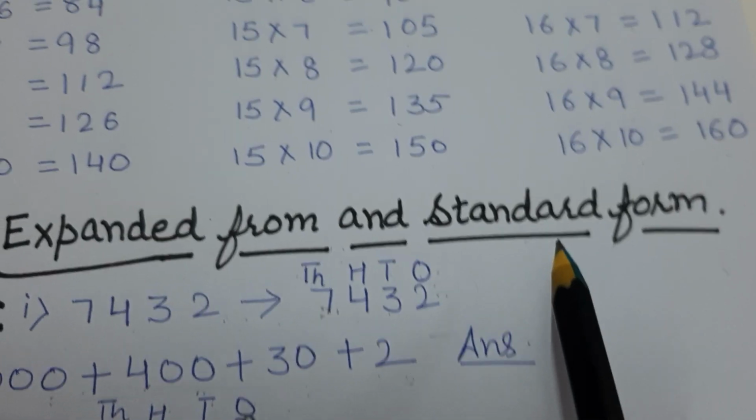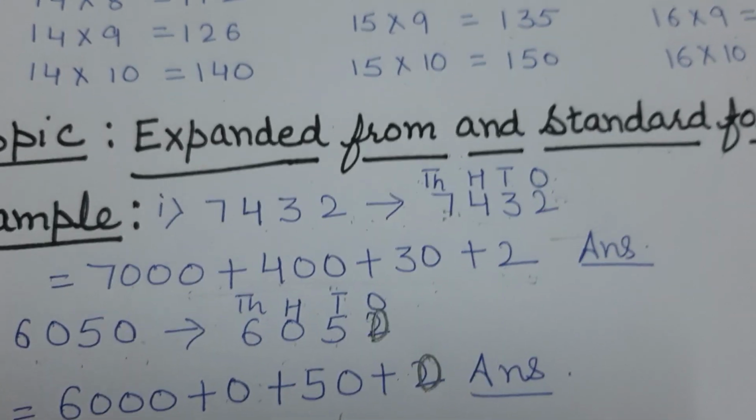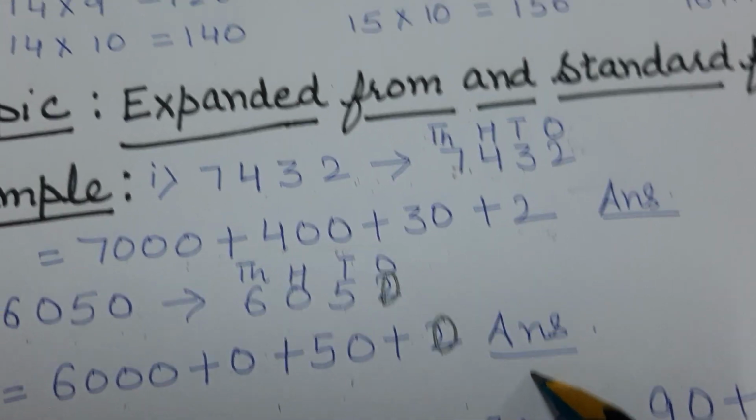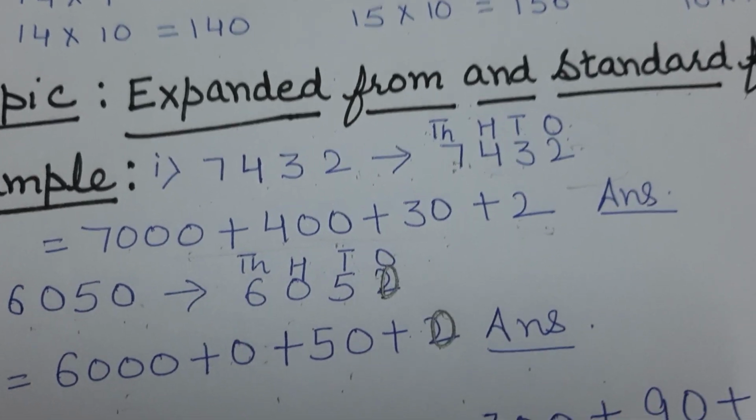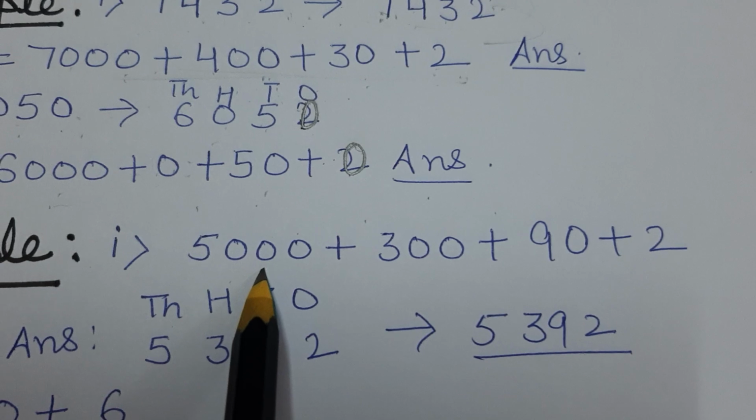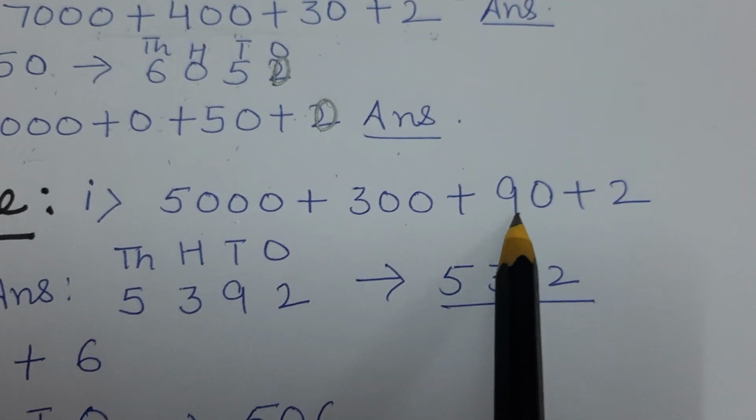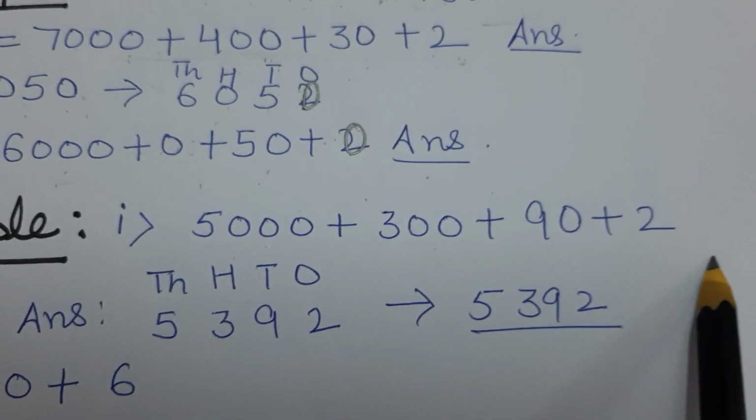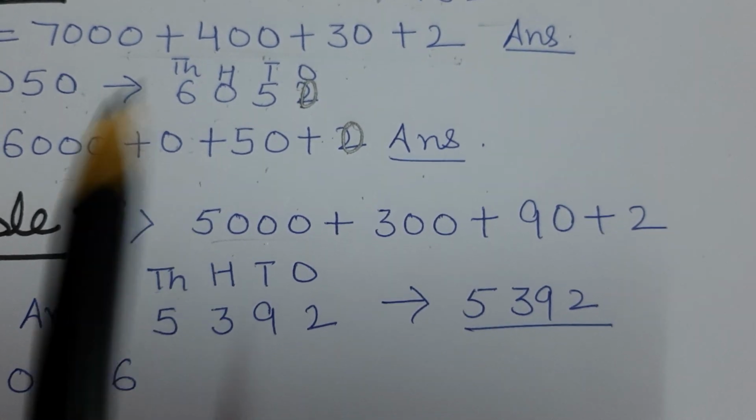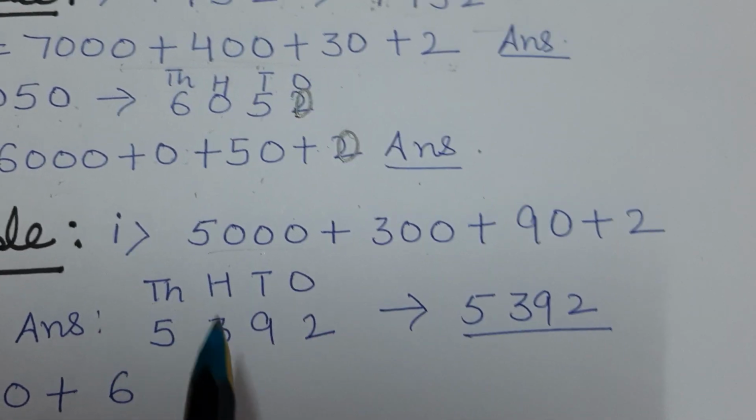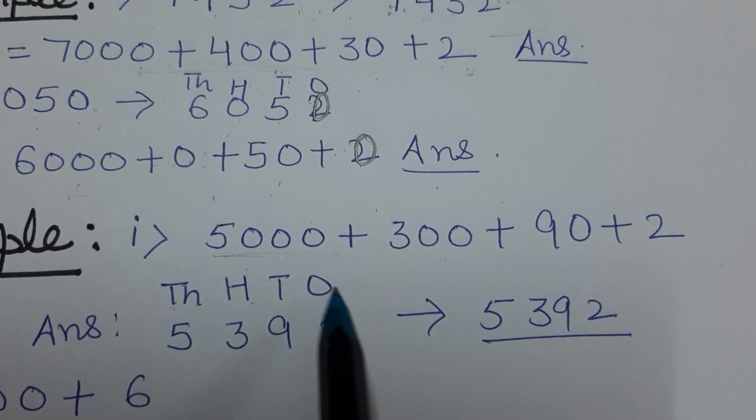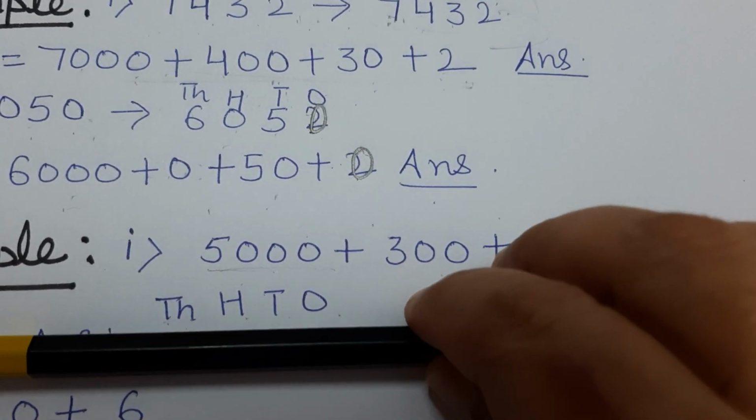Now next topic is how to write in standard form. This sum is totally opposite to it. Now in statement, expanded form will be given and you have to make the number. Okay, let's see. So first example is given here, 5000 plus 300 plus 90 plus 2. Okay, so first write down the places only, not the number, just write down the places. Biggest place is 1000. So we will write 1000, 100, tens, ones. Okay, you will write only places.